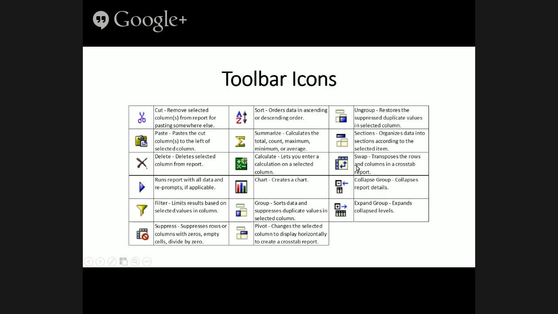Swapping: if you've done the pivot table and you decided, hey, the data going across should really be going down and the data going down should really be going across, that's what the swap feature is for.